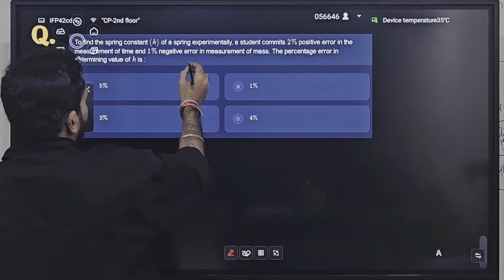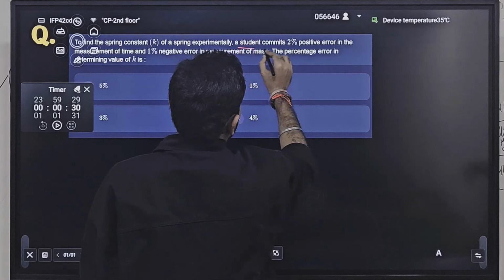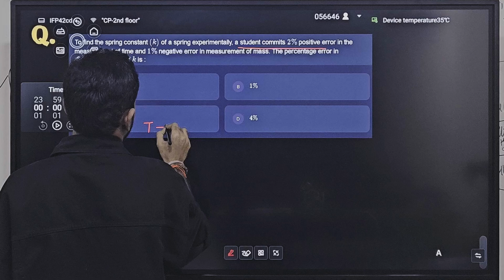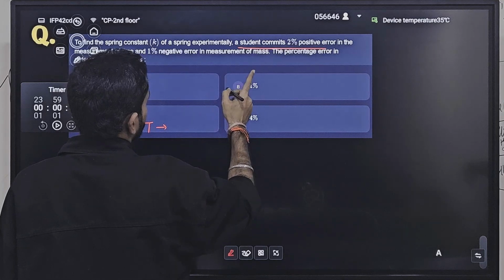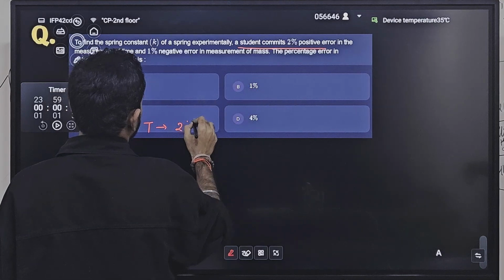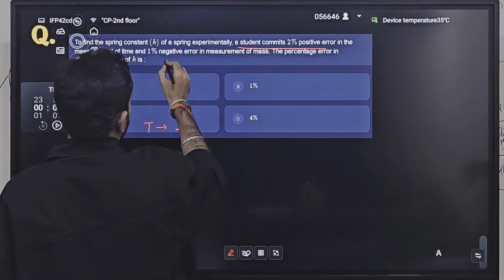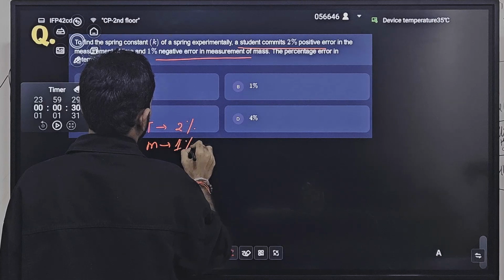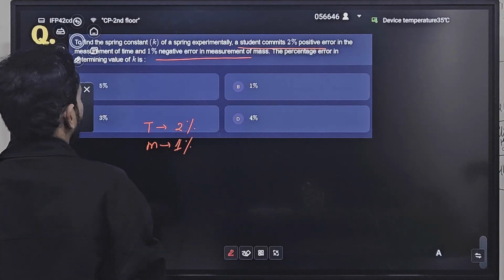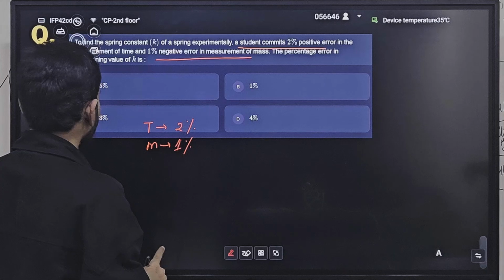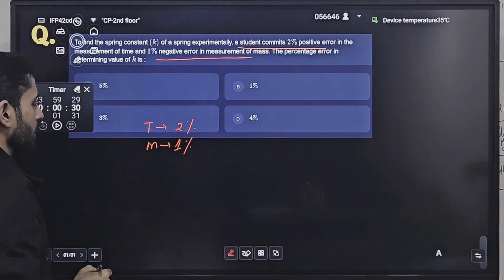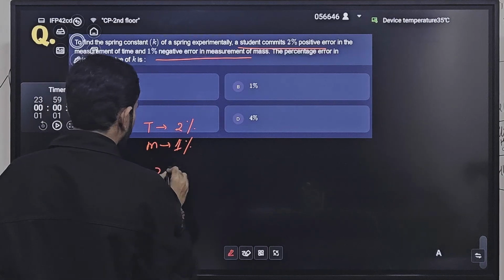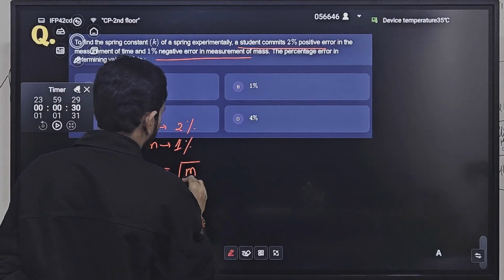To find the spring constant K of a spring experimentally, a student commits 2% positive error in the measurement of time and 1% negative error in the measurement of mass. Determine the percentage error in the value of K. What is the first relation between T, M, K? You know the very famous relation, T is equal to 2π under root M by K.